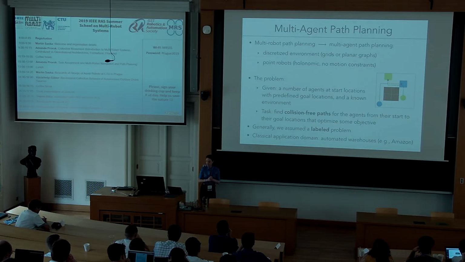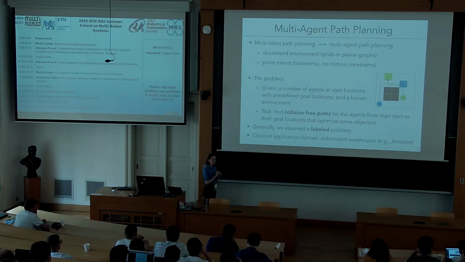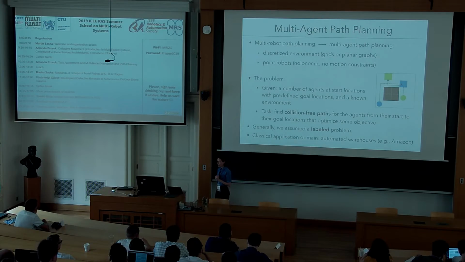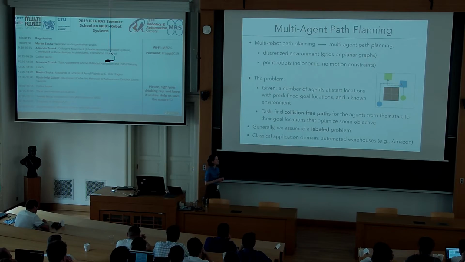The task is to find a collision-free path for all the robots in the system that optimizes some higher order objective, okay? So that's the full multi-agent path planning problem. As I mentioned before, we generally would assume that we have a labeled problem. So we have a specific robot that we want to reach a specific goal in this space. And this is a very natural way of formulating the problem because it represents many of the types of systems that fit naturally to this kind of representation.